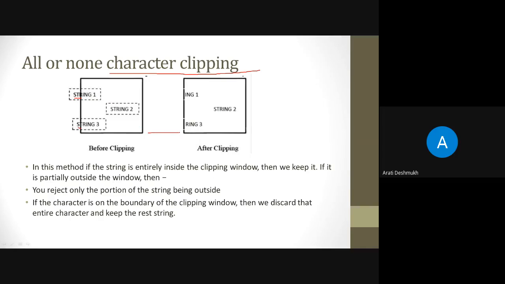After clipping, here we clipped str and the remaining part is ing1 over here. Then we clip st here, and the remaining part is ring3 here. After clipping, we see the output.